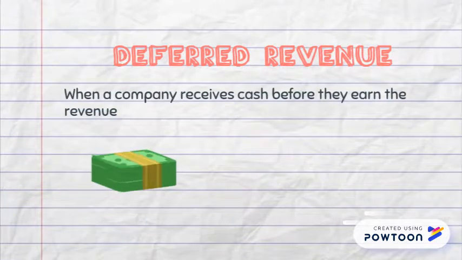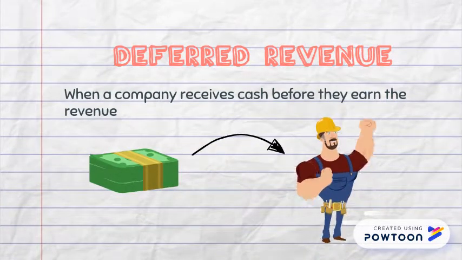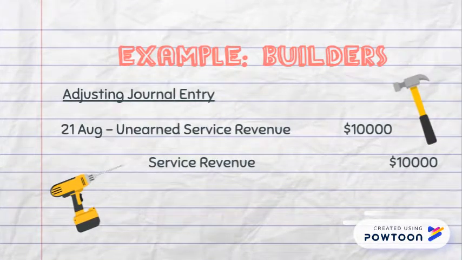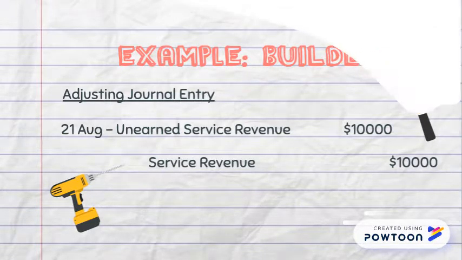Deferred revenue is when a company receives the cash before they earn the revenue. For example, a builder will be paid $10,000 to renovate a house before they actually perform the job. In this case, the adjusting journal entry will debit unearned service revenue and credit service revenue.